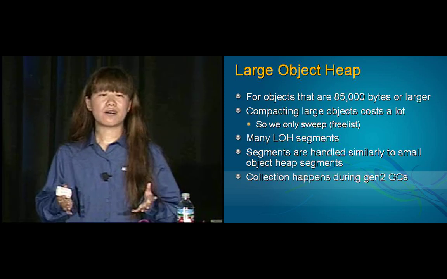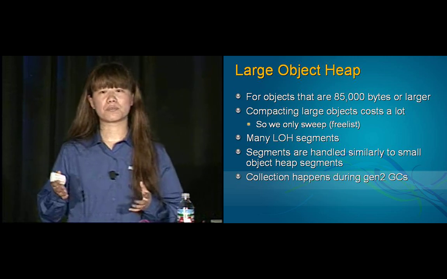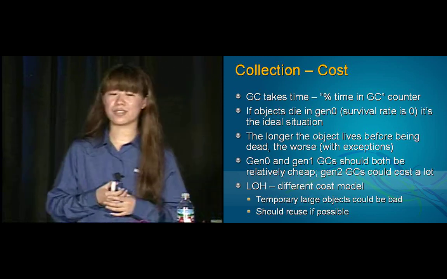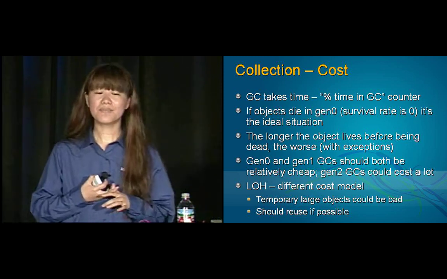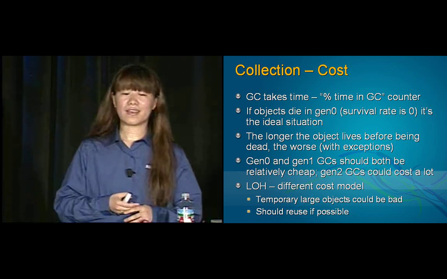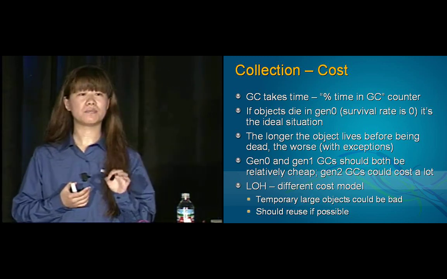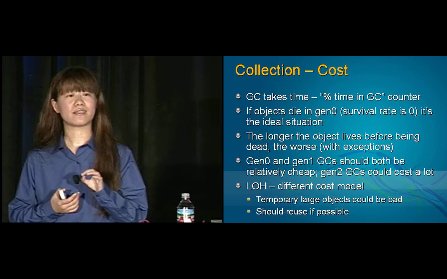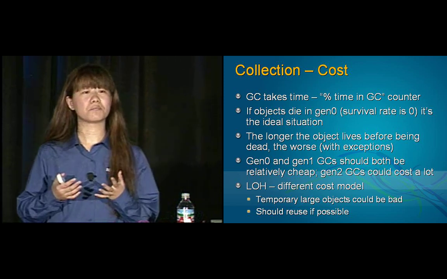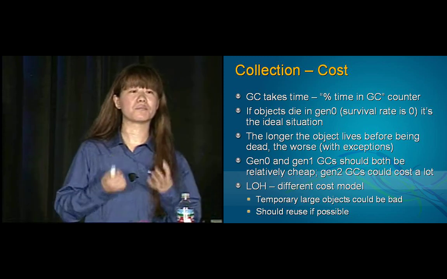So what kind of cost does a collection incur? When you do your performance tuning, since I'm sure most of you pay a lot of attention to your performance tuning, otherwise you're probably not going to be here today, the first thing to realize is that GC takes time. There's a performance counter called percent time in GC that tells you how much time, in percentage, the GC is taking in your application. So when you do perf tuning, you want to target the most fruitful area, which means the area where you could potentially get back the most return.